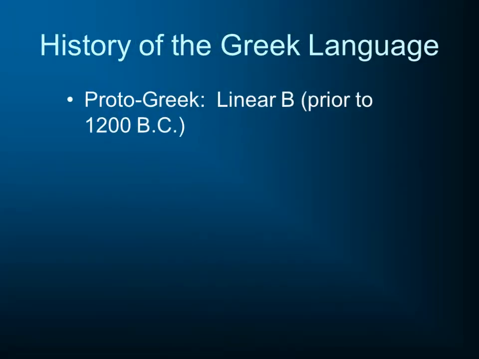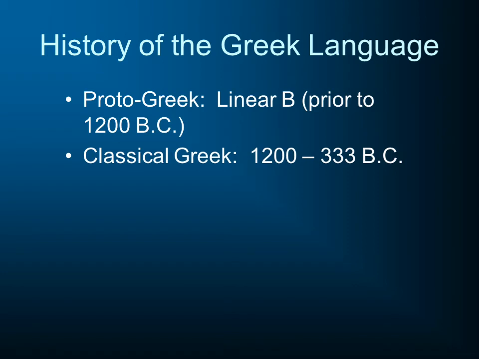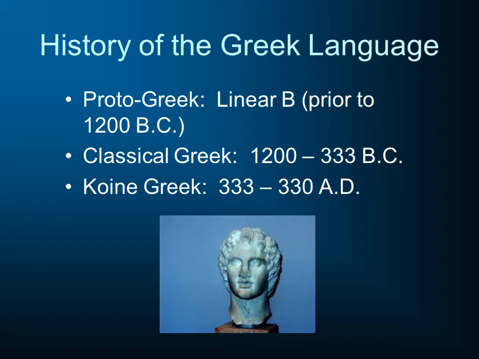The Greek language goes all the way back to what you could call Proto-Greek. It's been called Linear B because we've found it only in writing. We don't actually know how it was pronounced. That's prior to 1200 BC. And then you have Classical Greek beginning around 1200 BC. Now that doesn't mean the year 1200 hit, suddenly everybody changed their talk. But no, it gradually changed and developed from that Proto-Greek into Classical Greek all the way up to around 333 BC. And it's at that time, and that's thanks to Alexander the Great.